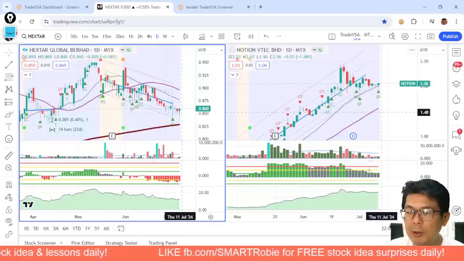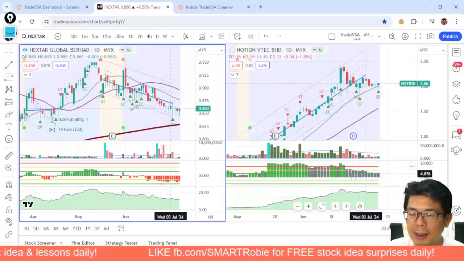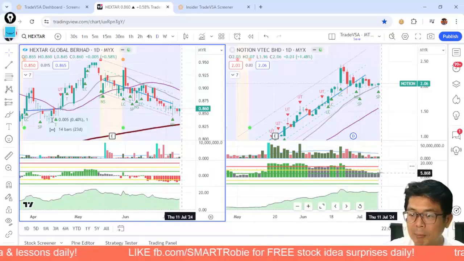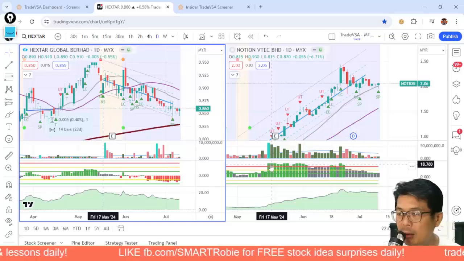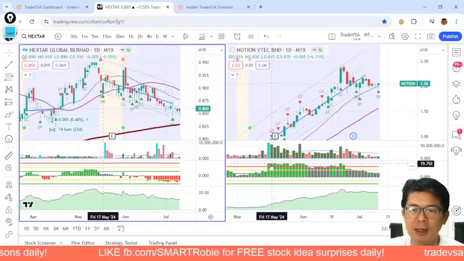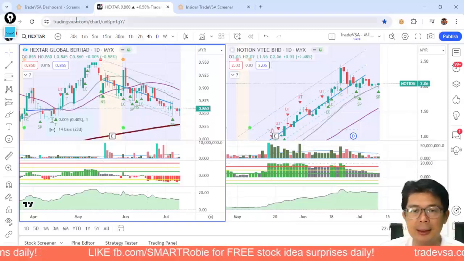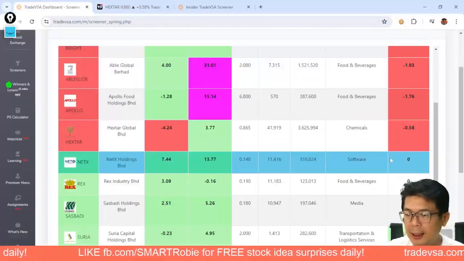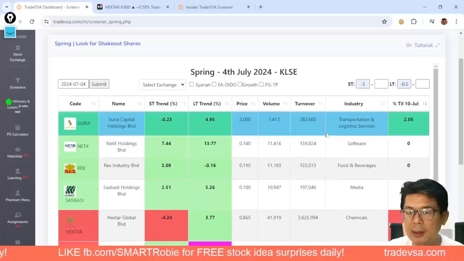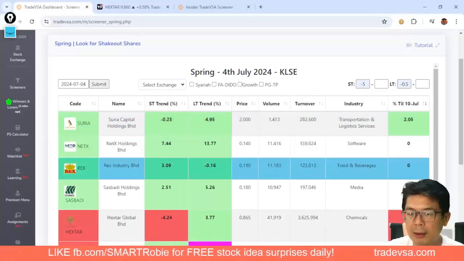Right. So Notion VTech looks pretty good. You can see above the 0 line, no red here, right? This one is red, this one is gray. But once it started to go green, that's good. All right. So having said that, compared to Hectare, this will be much better. Okay. Then we have some performing. Some of them didn't perform too well.